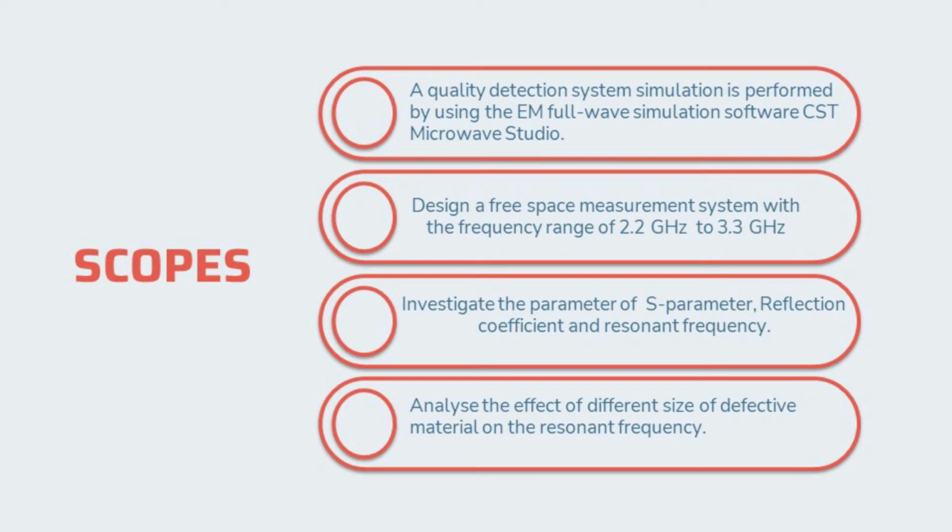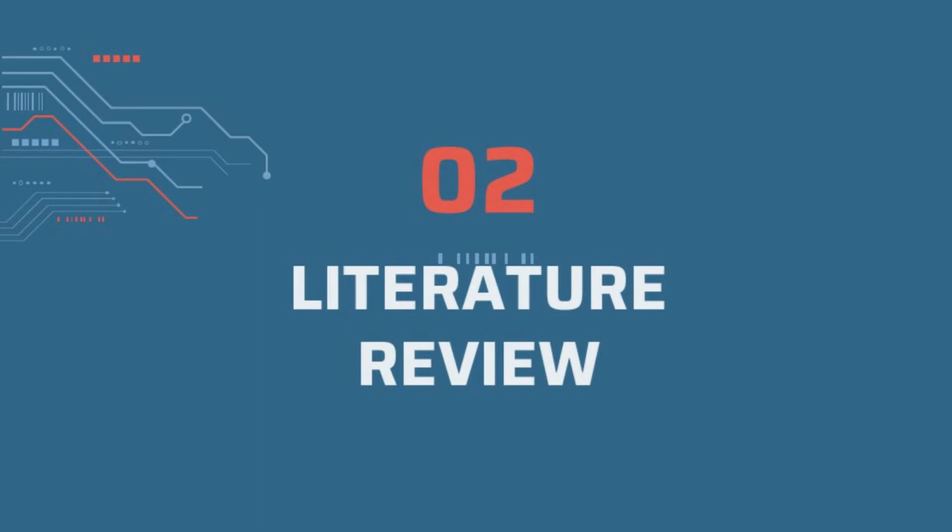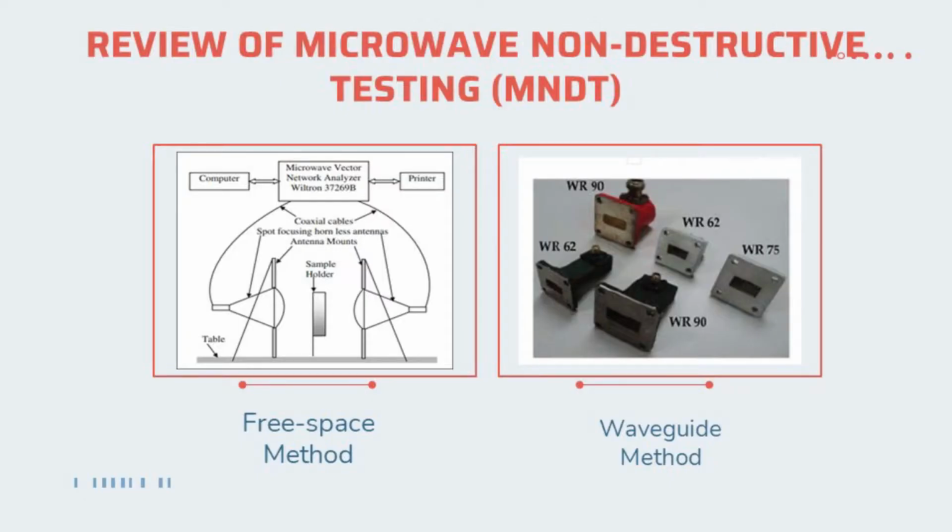Next, I am going to talk about the literature review, which is the second section in this presentation. Microwave non-destructive testing (MNDT) uses electromagnetic waves for locating hidden objects in a material. This technique involves the development of sensor methods and calibration techniques for detection of defects, voids, and cracks. The term microwave describes the alternating current signal with its electromagnetic wave with frequencies between 300 MHz to 300 GHz.